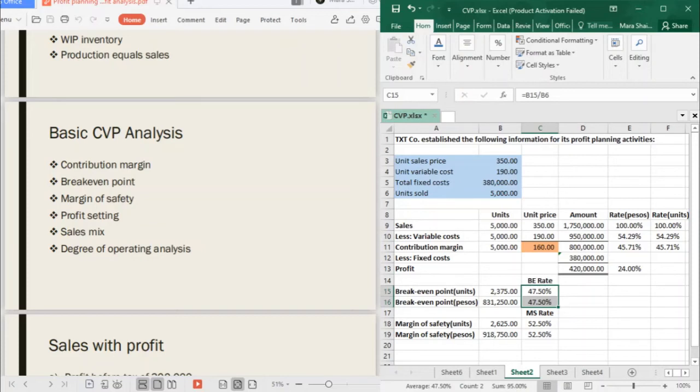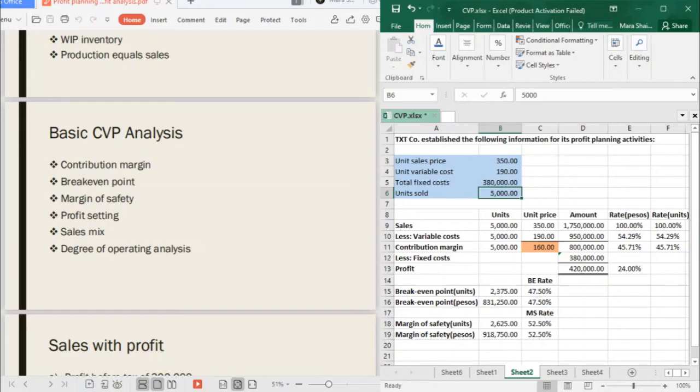Now, let's move on to the margin of safety. What is your margin of safety? Margin of safety is the difference between your budgeted sales and the break-even sales. So, what is your budgeted sales? Your budgeted sales is, of course, your units sold. That is considered as your budgeted sales.